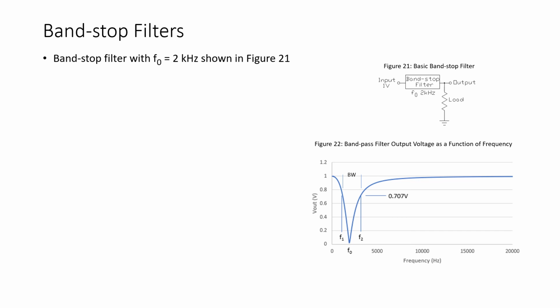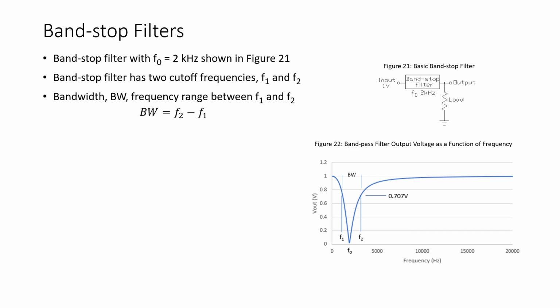And now let's look at the band stop filter. This band stop filter has a center frequency of 2 kHz. And just like the band pass filter, there are 2 cutoff frequencies, F1 and F2. Describing these filters, we're concerned with the bandwidth, and that is the range of frequencies between F1 and F2. This is the range of frequencies that are stopped by the filter circuit.